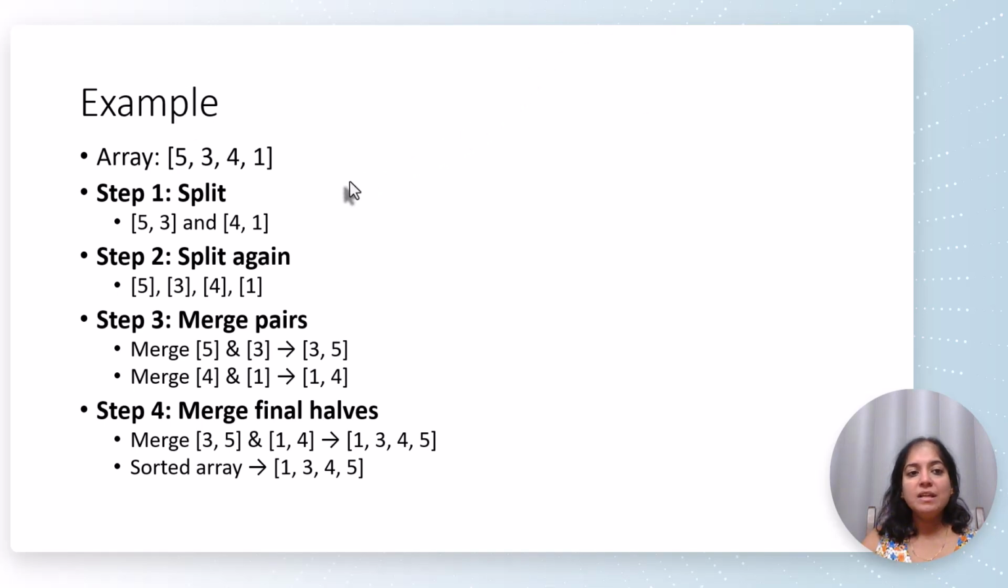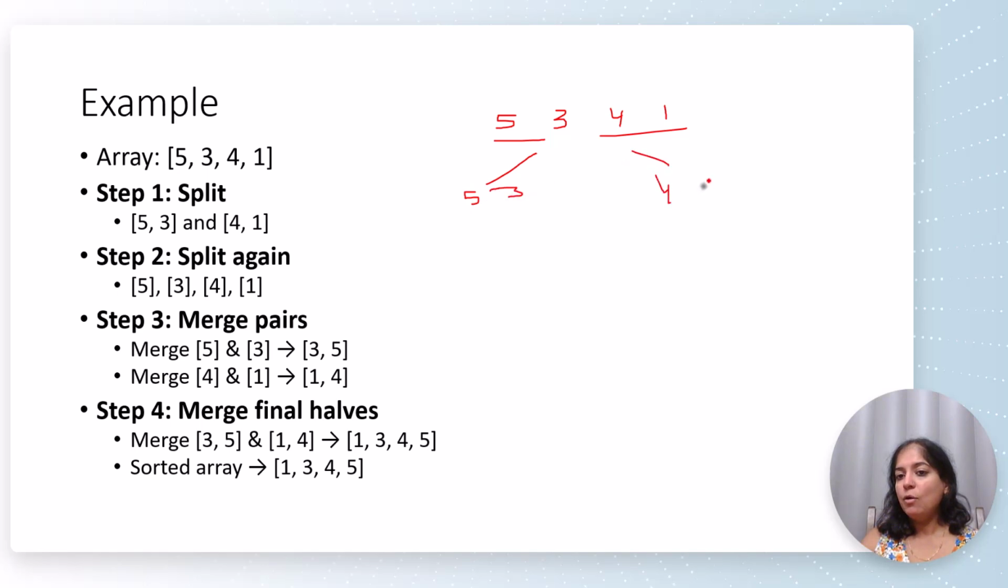Like we're having the elements 5, 3, 4, 1. If we split it, it will be split in two parts. One part will be 5, 3, another part will be 4, 1. Then we again split it in half, so it will be 5 and 3, then it will be 4 and 1.